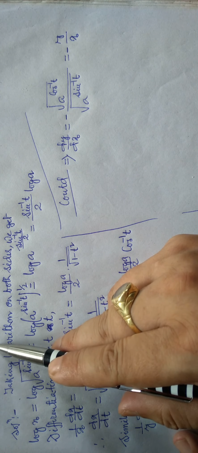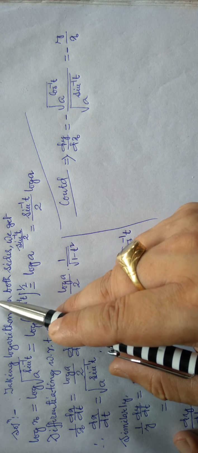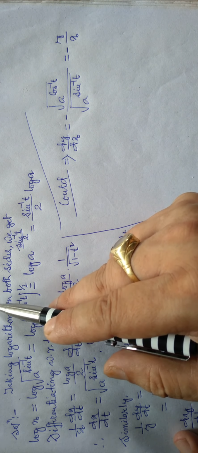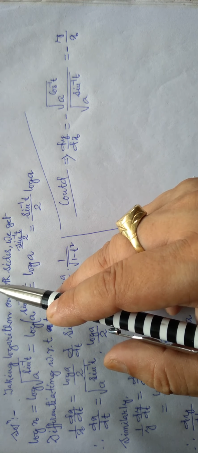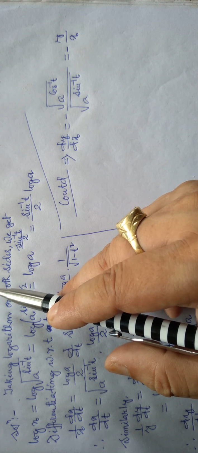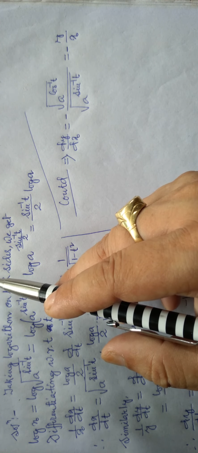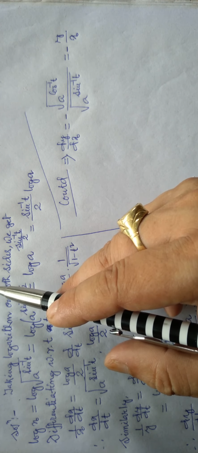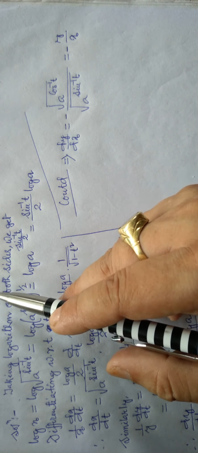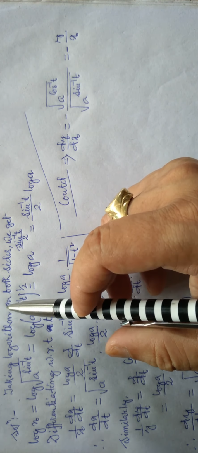Whenever the question has a variable in the power, then it is compulsory to take logarithm. If the power has a variable, then the base on which the power is taken, the technical process is to take the logarithm.